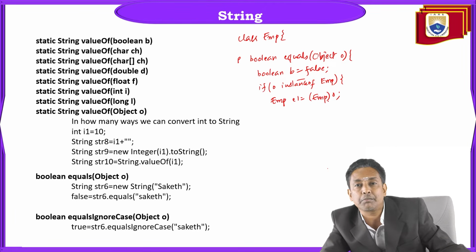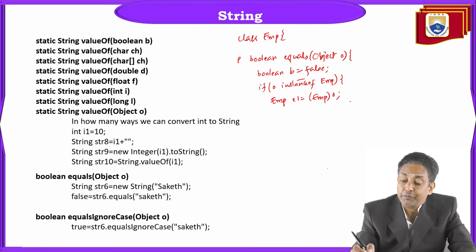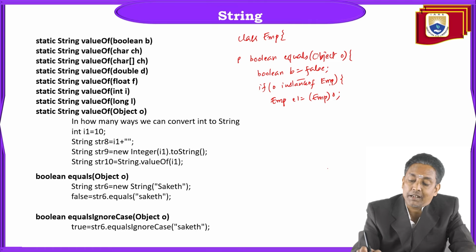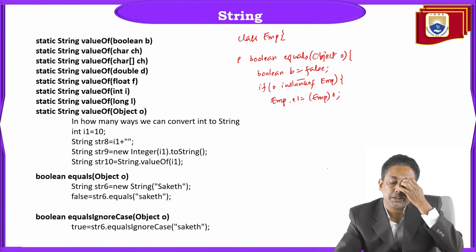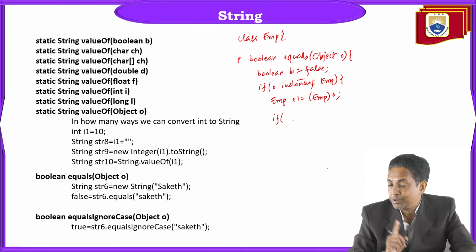You convert object into employee. First we are confirming, is it an employee type object or not? Yes. If so, then we are converting the object into employee. Then, this is very, very important.